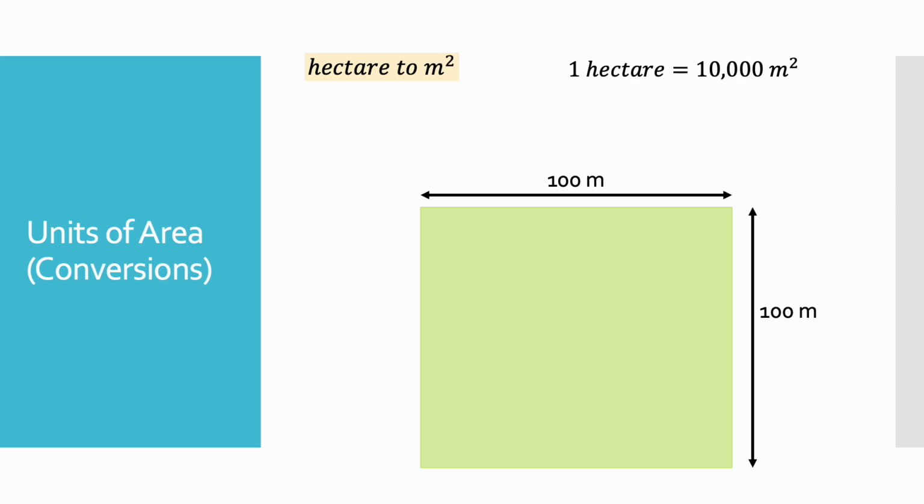Now, what about hectares? A hectare is a unit often used to measure land. 1 hectare is a square that is 100 meters on each side. To remember hectares, just imagine a square having length of 100 meters and 100 meters. So 100 multiplied by 100 meters would give you 10,000 meter square. So 1 hectare is 10,000 square meters. So this is an easy way to remember hectares.